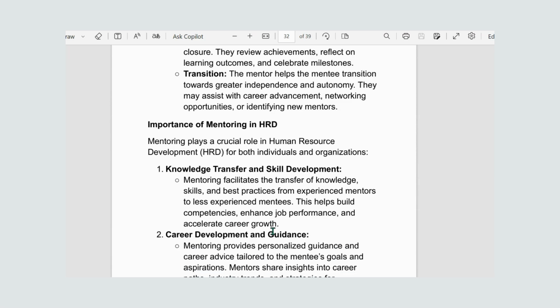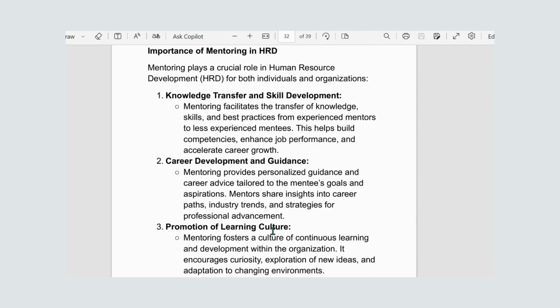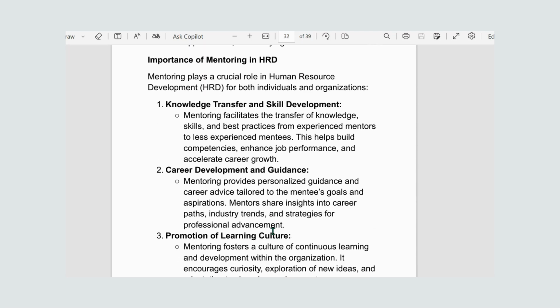This is because it helps in knowledge transfer and skill development between the employees of the organization. Because the knowledge is transferred from the experienced mentors to less experienced mentees. So this helps in improving the job performance and accelerating career growth.